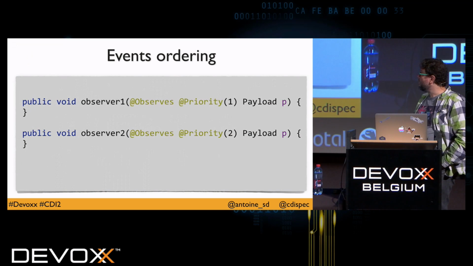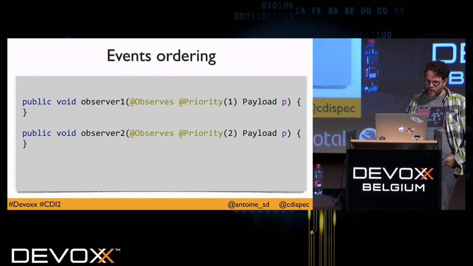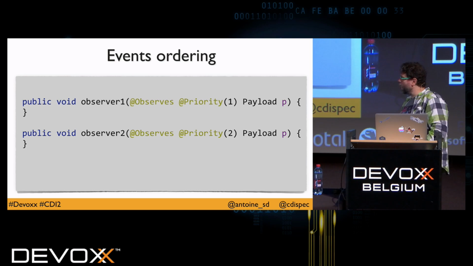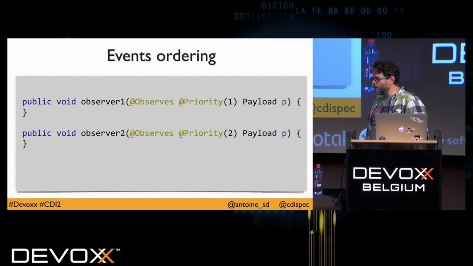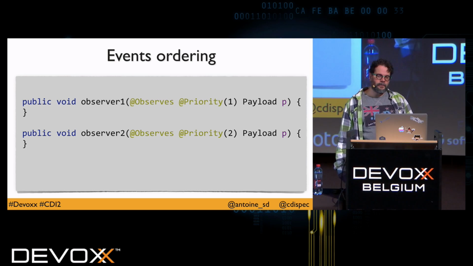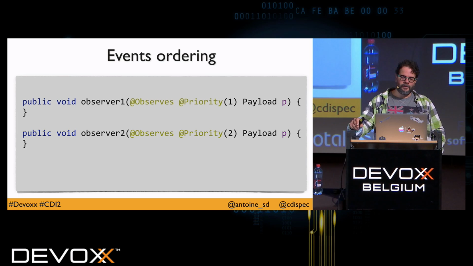So what does it look like? It looks like this. You define your observer, you add the @Priority annotation on your observer, and you define the order of the call like this.